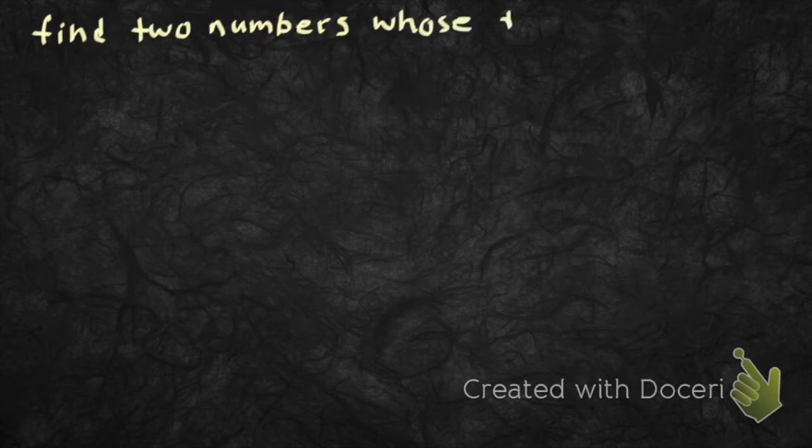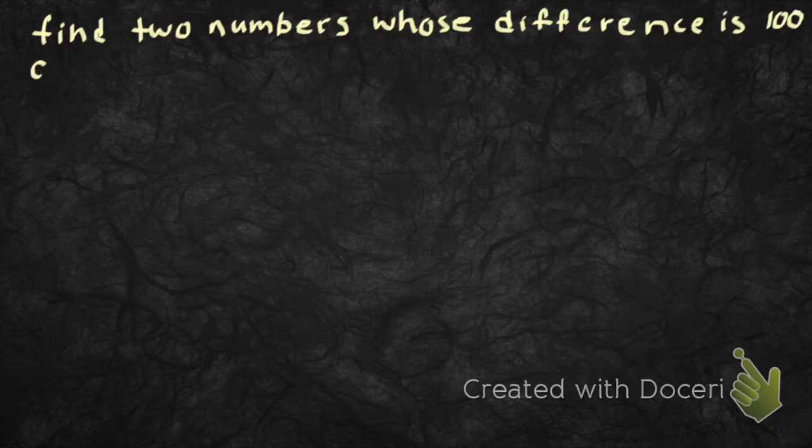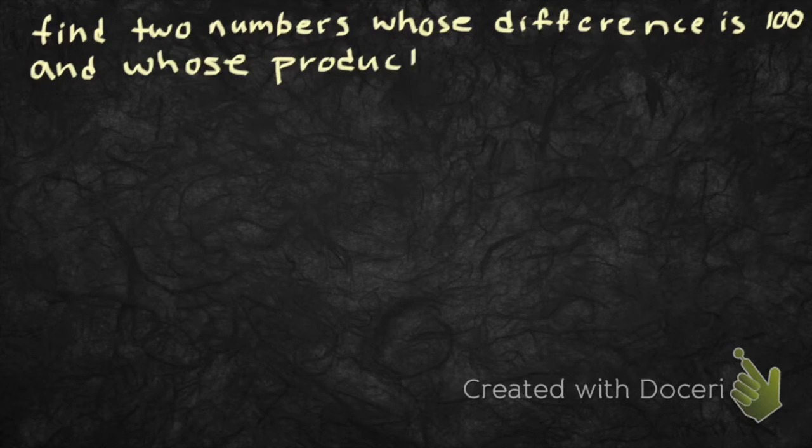Bam! What are we looking at? We're trying to find two numbers whose difference is 100 and whose product is a minimum. So we're trying to minimize product.